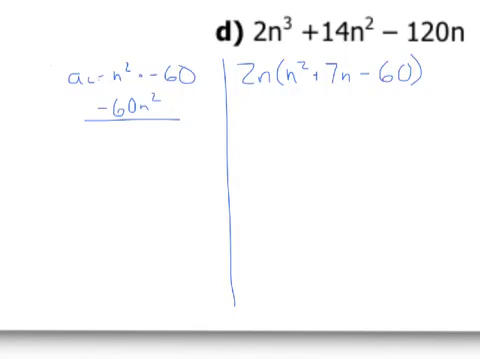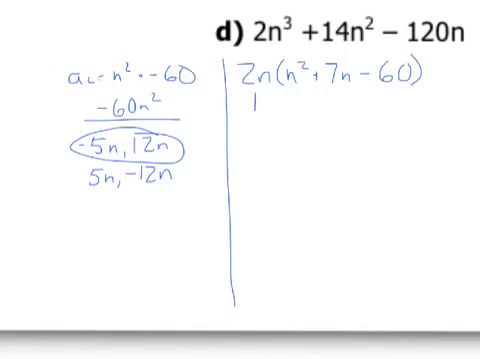So I go 1 and 60, that doesn't work. 2 and 30, that doesn't work. 3 and 20, that doesn't work. 4 and 15, that doesn't work. Then I get to 5. So I have negative 5n and 12n, or 5n and negative 12n. Which pair adds to positive 7n? Negative 5 and positive 12, right? So this is the pair that I'm picking.